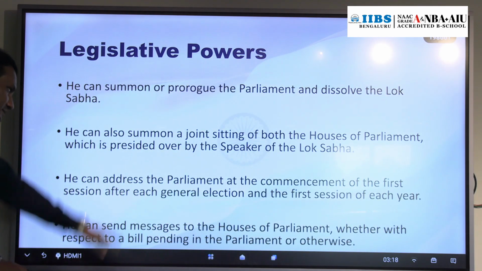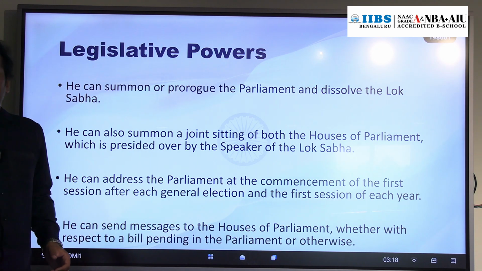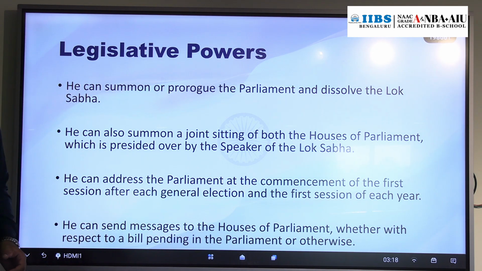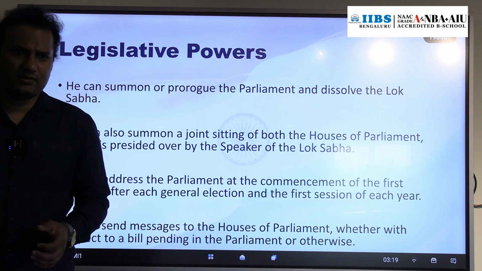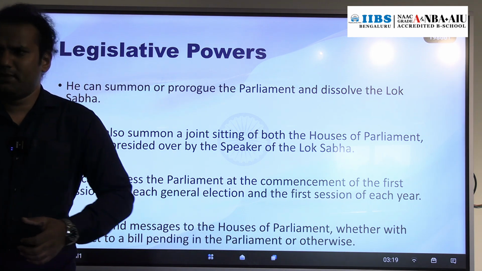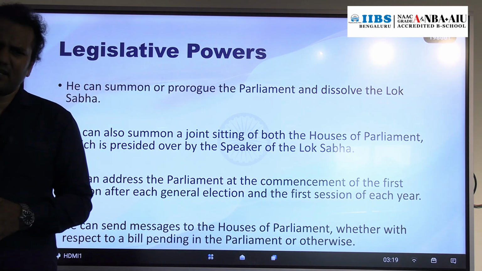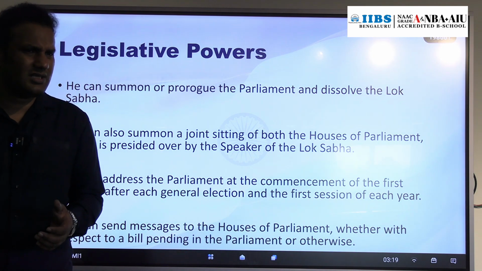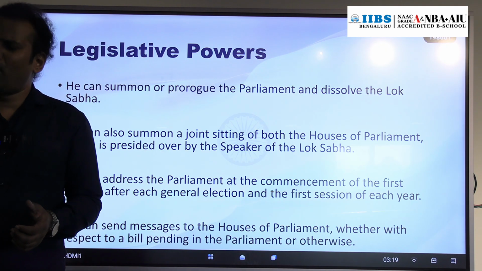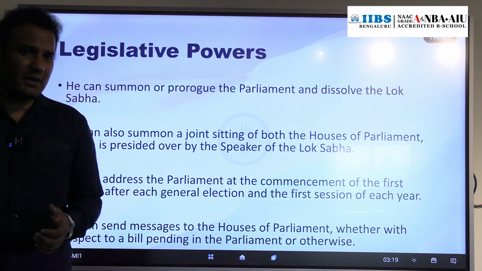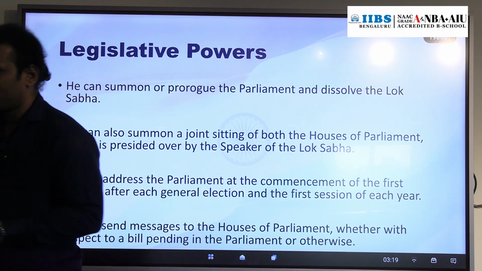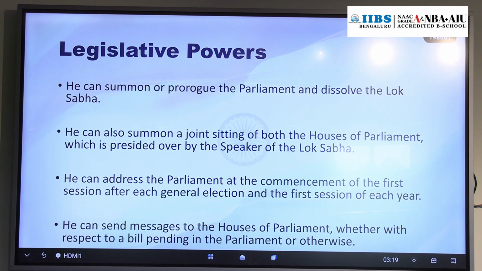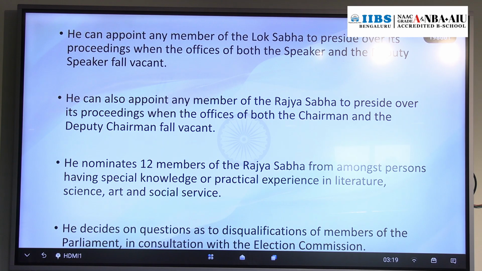The first session after a general election is addressed by the President of India. The President also has a power: the power to send or receive messages regarding any bill pending in Parliament, either in the Lok Sabha or Rajya Sabha. The President can send or receive messages regarding the bill: what the nature of that bill is, why that bill is pending, and other things.